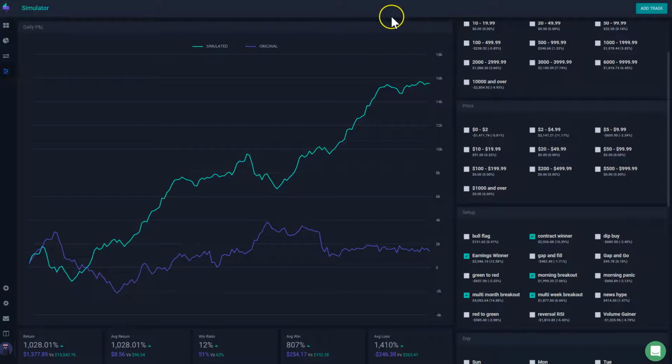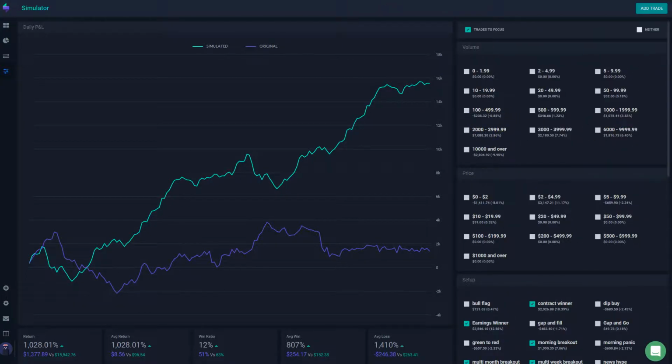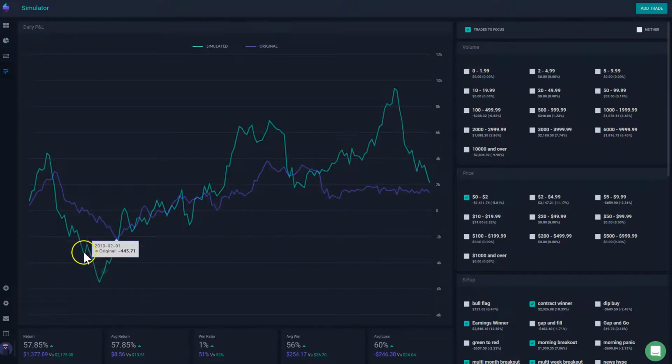Okay, now you can do this with setups, and at the same time you can do it with any other data point. For example, what if I focus only on stocks that are between $0 and $2? Okay, let's see what will happen. So as you can see, then my equity curve will start going choppy again. So that will be a problem. That's something that we want to avoid. So what can we do?